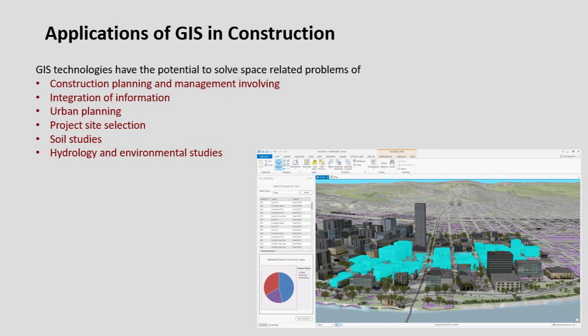Applications of GIS in construction. GIS technologies have the potential to solve space-related problems of construction planning and management involving integration of information, urban planning, project site selection, soil studies, hydrology and environmental studies.